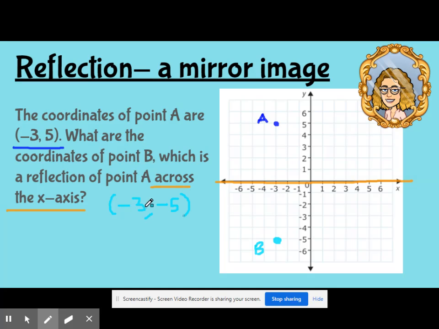So if you notice their coordinates, they have the same x, the same -3. One was up 5, one was down 5. Okay, because they're mirror images. They're the same distance away from that orange line. So you're going to try one that's a reflection, reflecting across a mirror image or a fold.